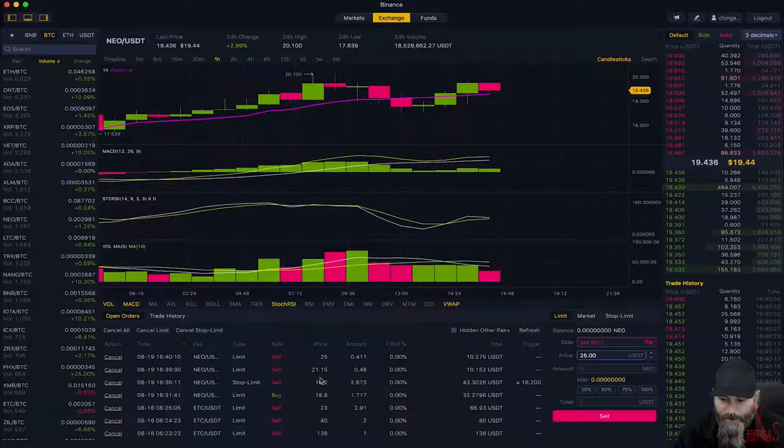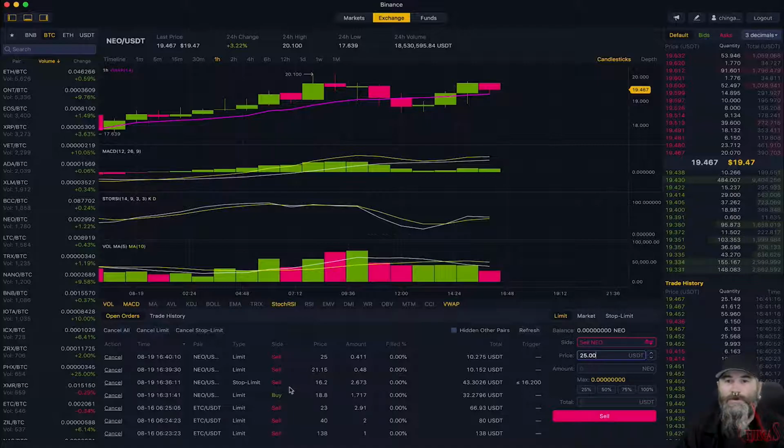So in theory, here's what we would like to happen. We would like NEO to reach 21.15. What that'll do is it'll sell a portion of our holdings. We would make profit on that, we'd realize those gains, and that would be back in tether. Then we could take our stop limit and move it up. Now we can't move it right up to that first profit target. What we can do is move it up halfway between our initial buy-in, 18.8, and our initial stop loss. Or what some people do, you could take that stop loss and move it to break even.